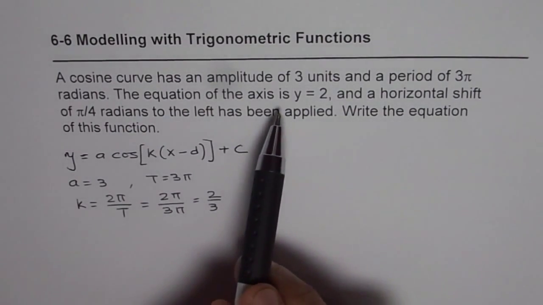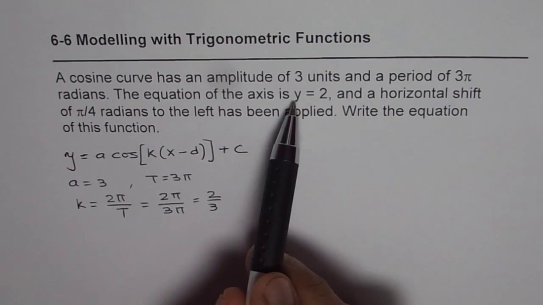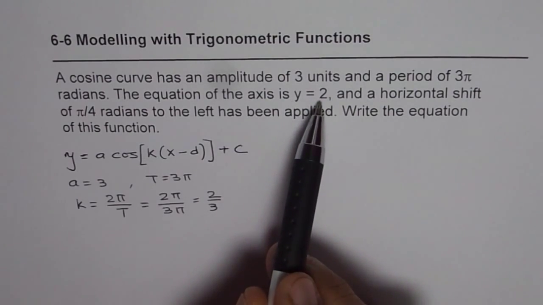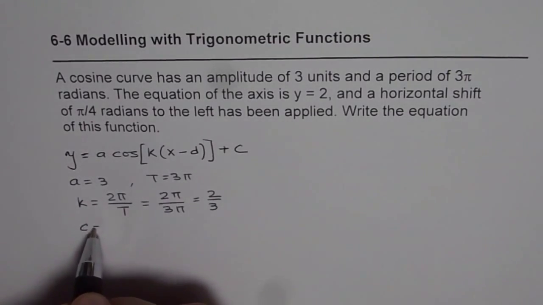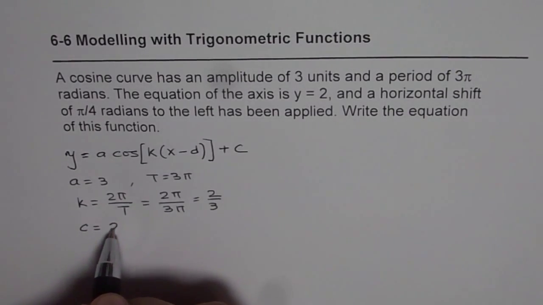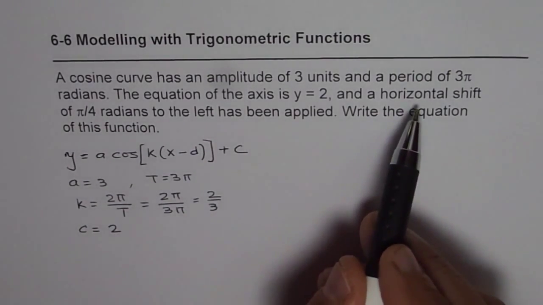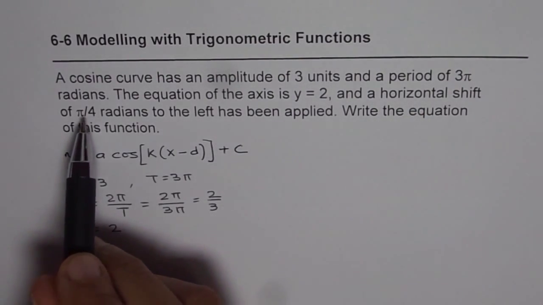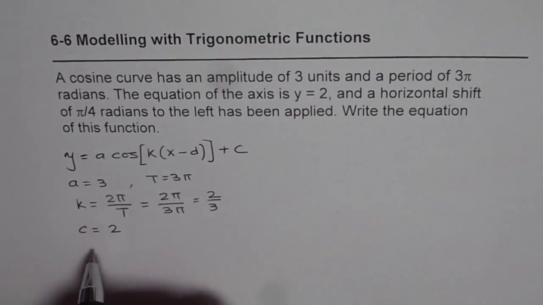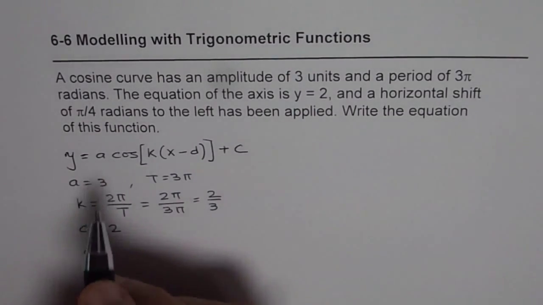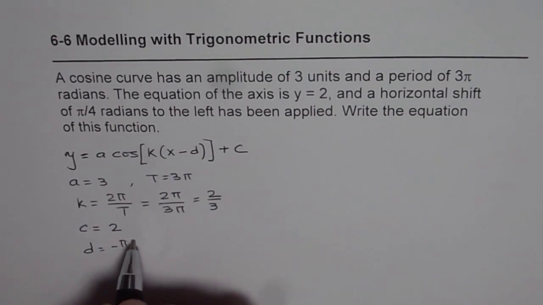The equation of axis is y equals 2. C gives you the equation of the axis, so c is equal to 2. A horizontal shift of pi by 4 radians to the left has been applied. So d is minus, since it is left, minus pi by 4.